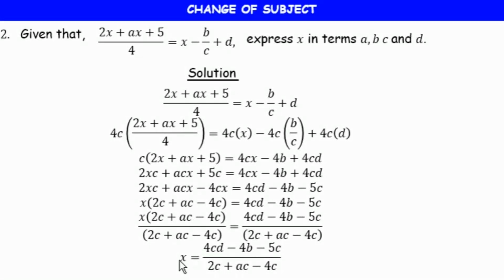Finally, we are going to arrive at x equals 4cd minus 4b minus 5c, all over 2c plus ac minus 4c. That is how to deal with change of subject involving fractions. You can refer to our lesson on linear equations for a better understanding, because it is just an application of linear equations. So let's move on.